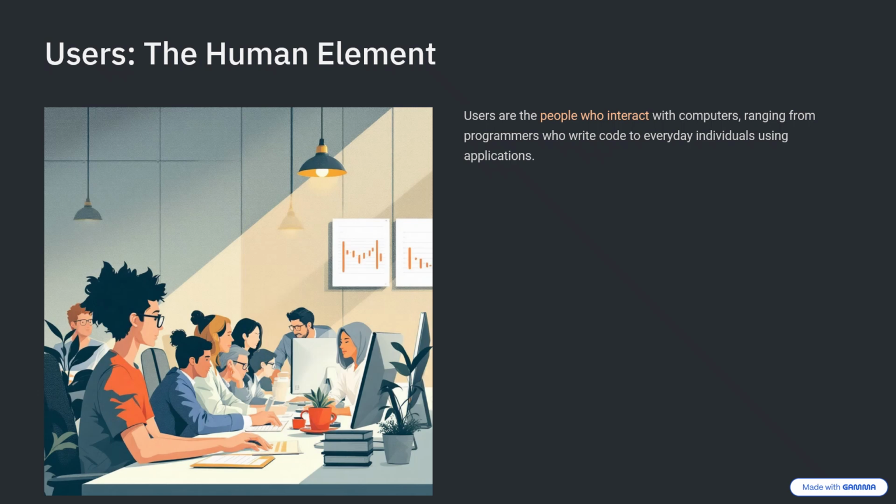The last term is users. Users are the people who interact with computers, ranging from programmers who write the code to everyday individuals using applications. This is the definition of a user. Every computer system is designed with the user in mind, ensuring the technology serves human needs and goals effectively.